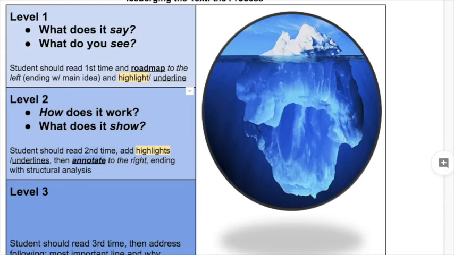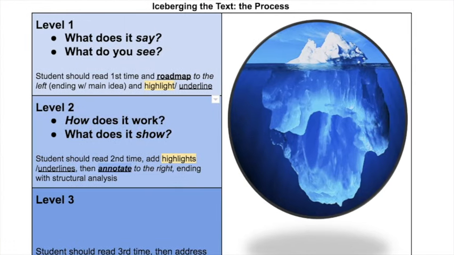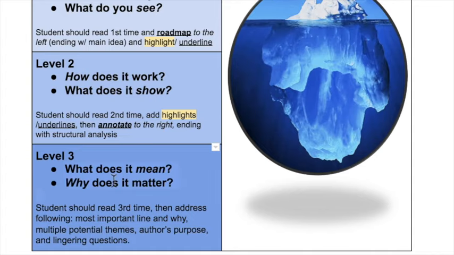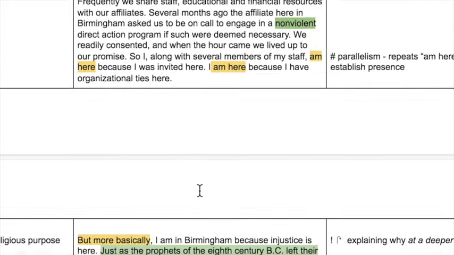So at that point, we've now done levels 1 and 2, and we only have one level left, and this is how we get down to the most important part of the iceberg, the deepest, and these questions pretty much cover everything. What does it mean, and why does it matter? And there are 4 main questions I'm going to ask you to deal with when you get to this point, and they are as follows.